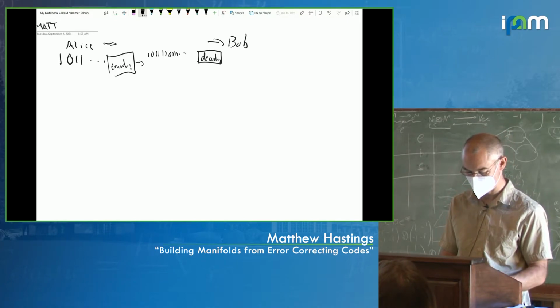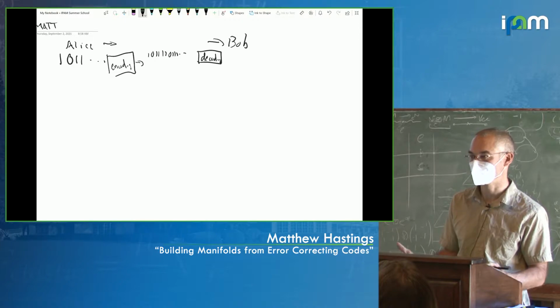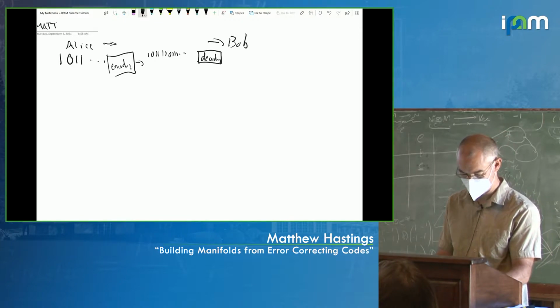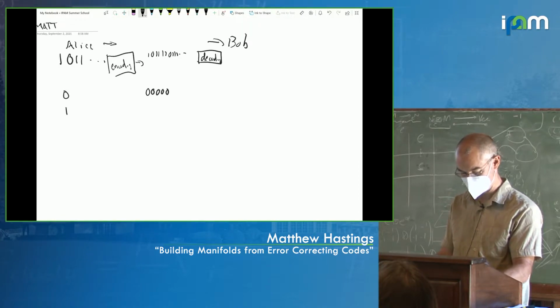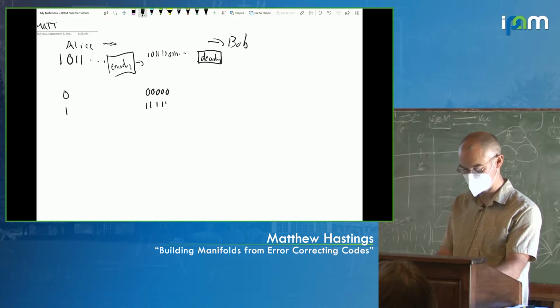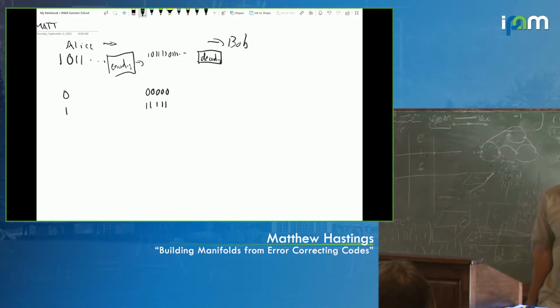The simplest example of this I can give is when Alice uses what's called the repetition code, in which case, if she wants to send a 0, she just sends a string of zeros, say 5 zeros: 1, 2, 3, 4, 5. And if she wants to send a 1, she sends 5 ones, 1, 2, 3, 4, 5. She just repeats herself some number of times.